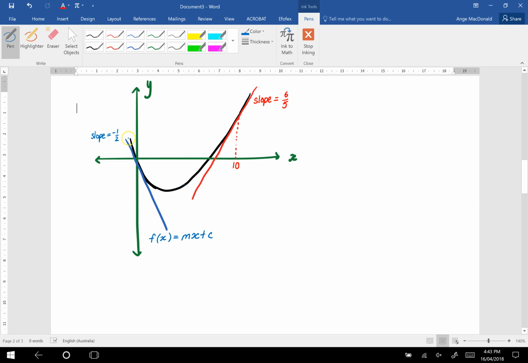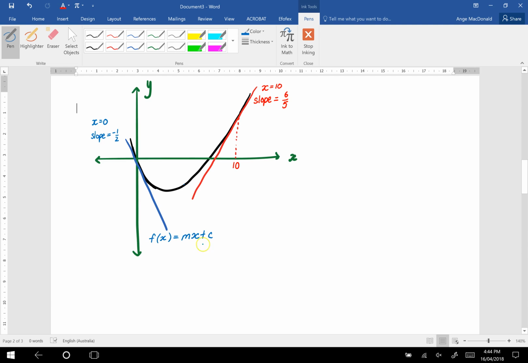Pretty similar. We've got a quadratic function here, the black line. We've got a linear and a linear. We know that when x is 0, the slope is minus a half, and when x equals 10, the slope is 6/5. Okay, let's just put that there. Put all your information, always do that. So what information can we gather so far?